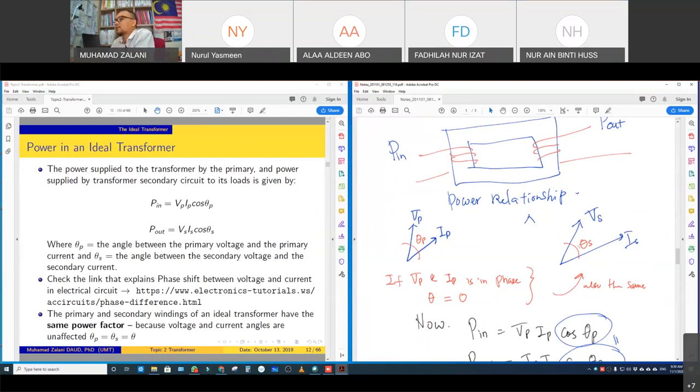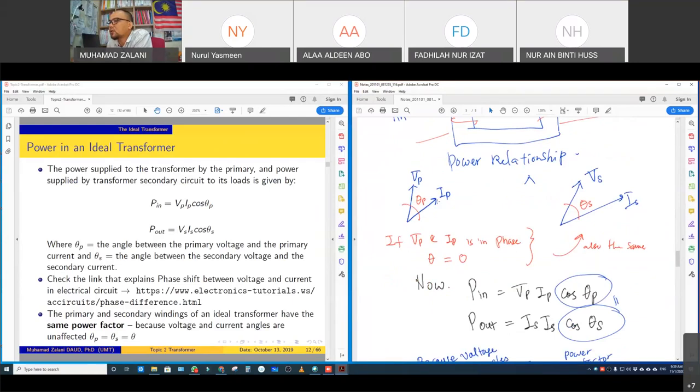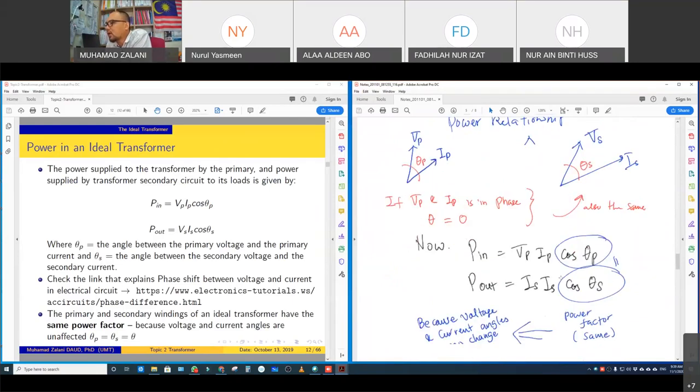Similarly, at the secondary side, VS and IS is separated by theta, which is phase. So theta S is the phase angle between VS and IS, all right? So by using that phase angle, we can calculate power, okay? Because we can use this phase angle to calculate the power factor.